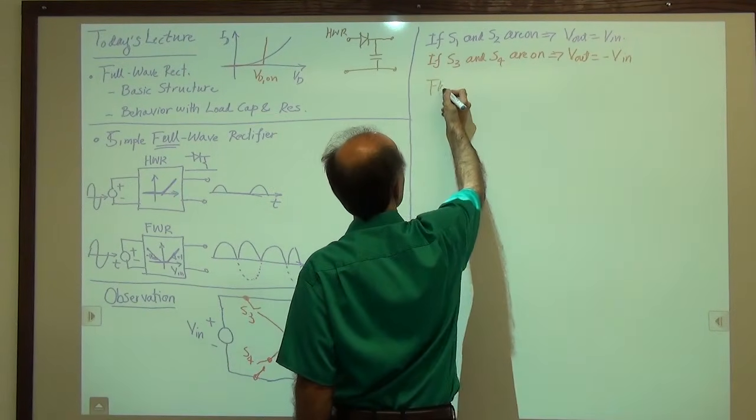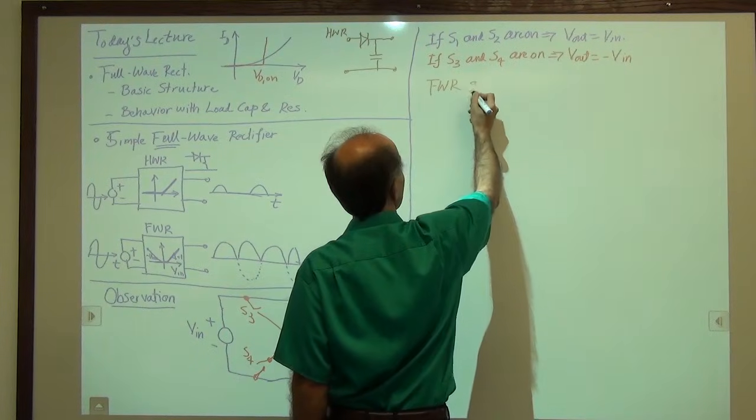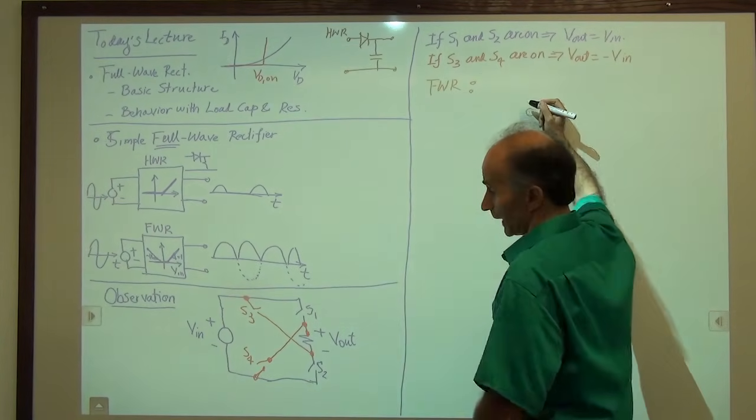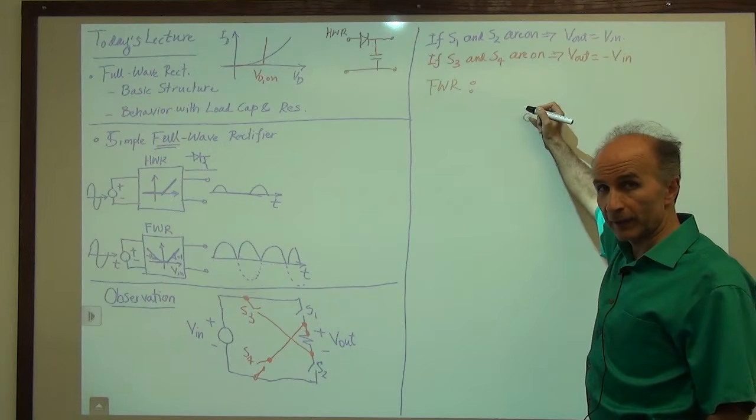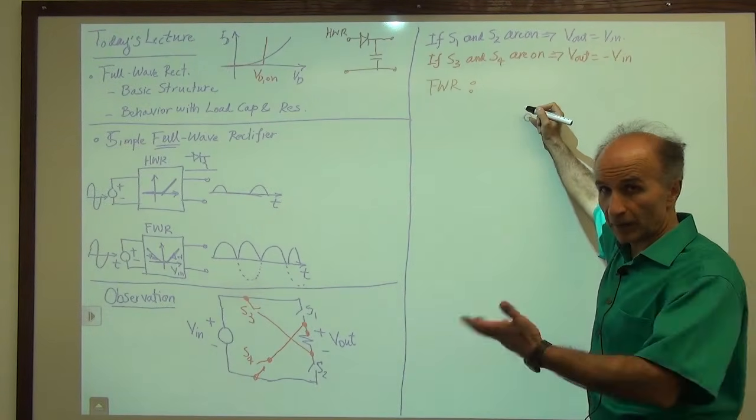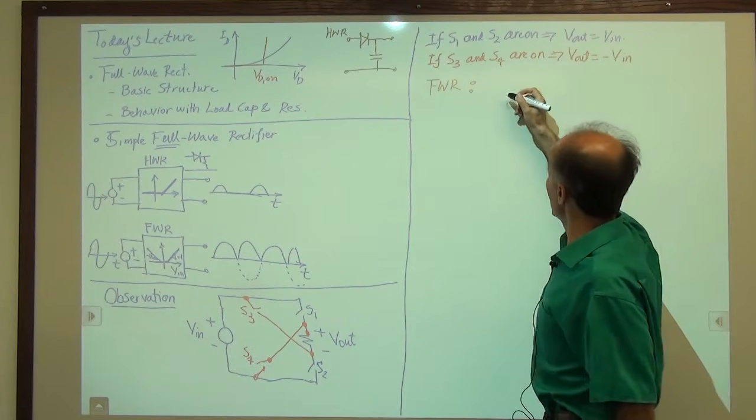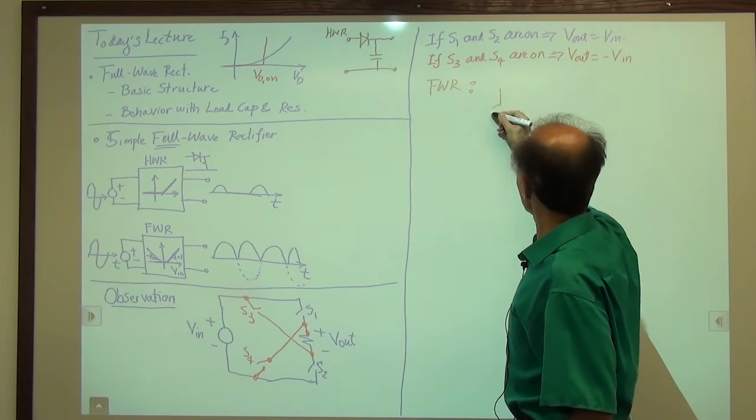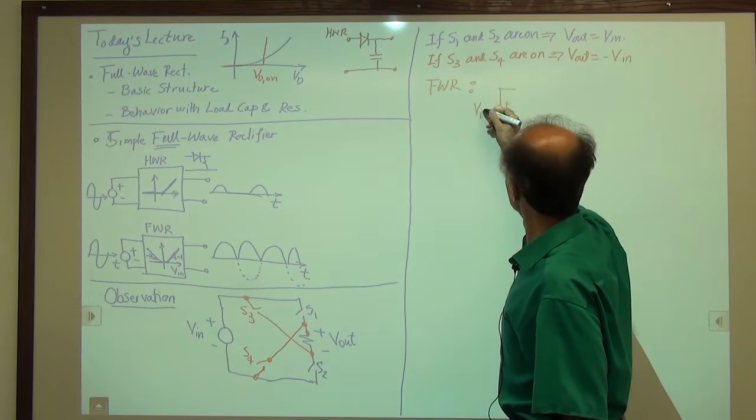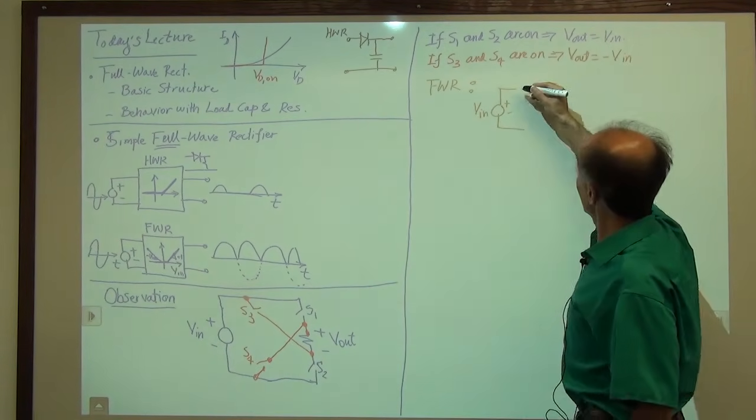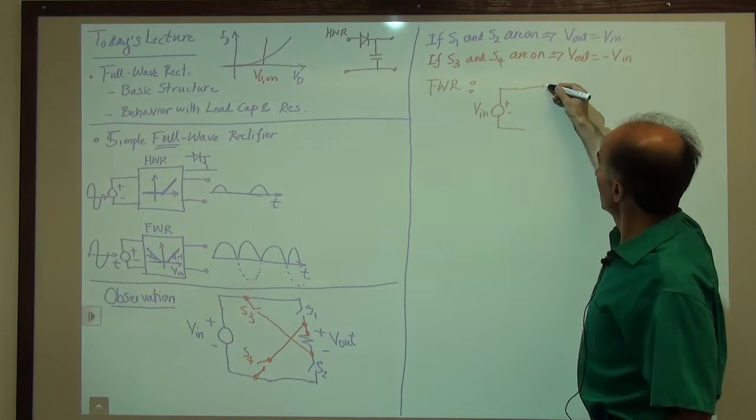So the full wave rectifier looks like this. Now, we can draw it like that, but it is more common to draw it as I will draw it in, right here. These are really the same thing, but that's how we draw it. So we have our input voltage source, Vin, and then we have 4 diodes.